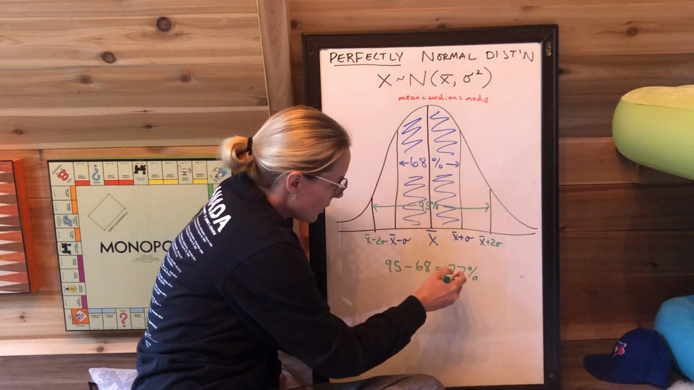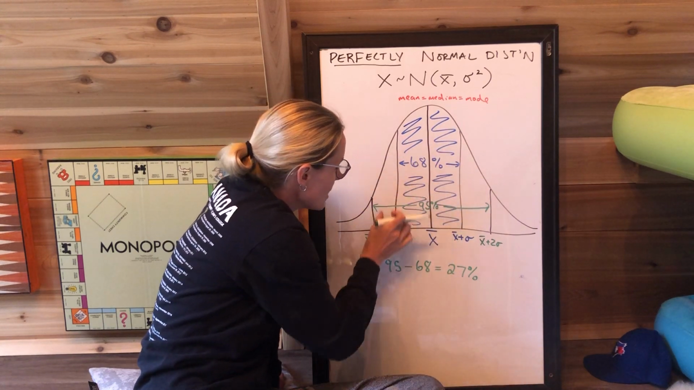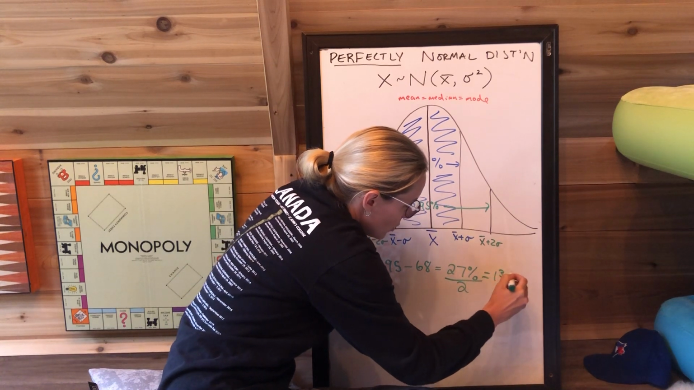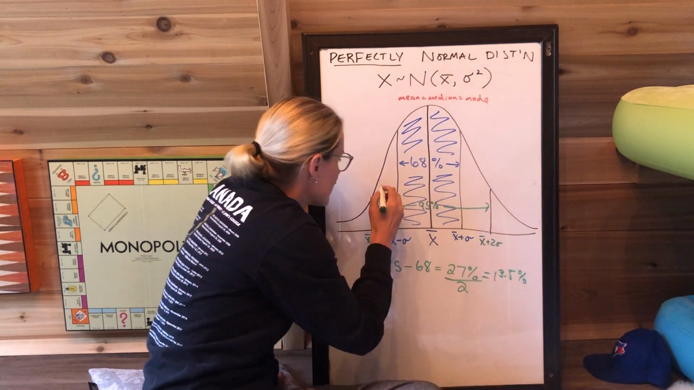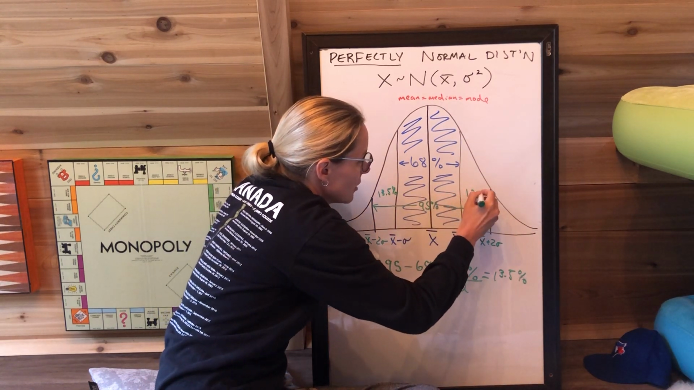Okay, so this means that we already accounted for 68% here, which means 27 has to fit in these two. If we take 27% and divide by 2, we get 13.5%. So that means in each of these sections is 13.5% of the data.